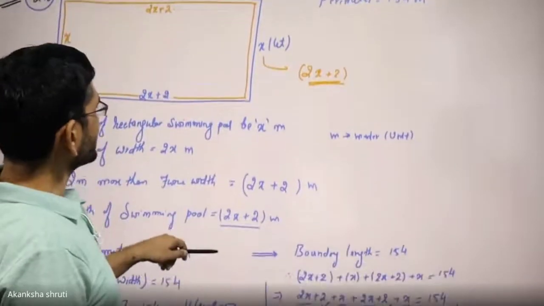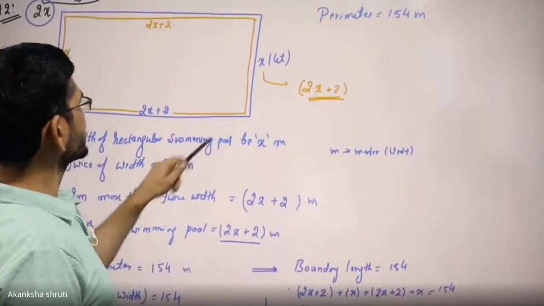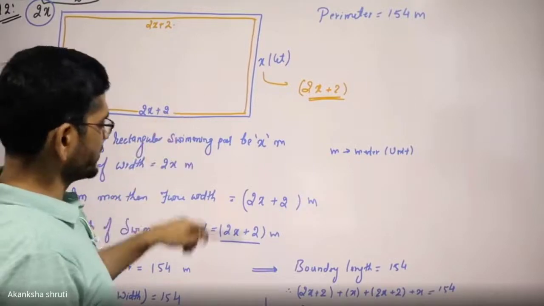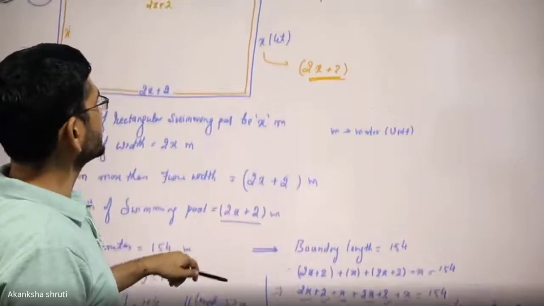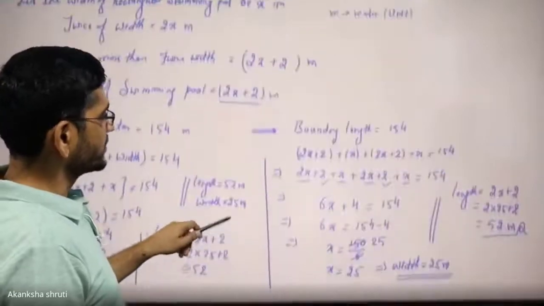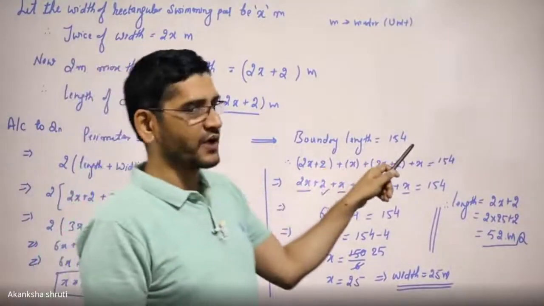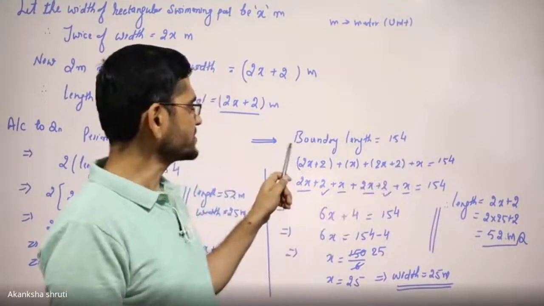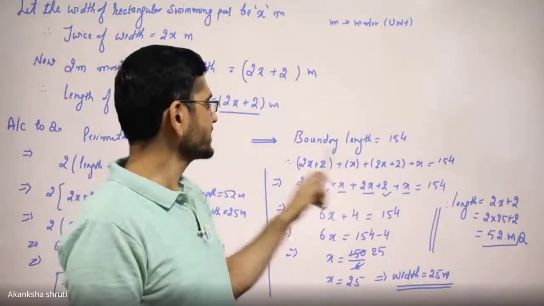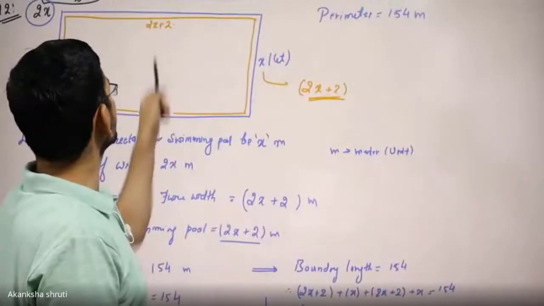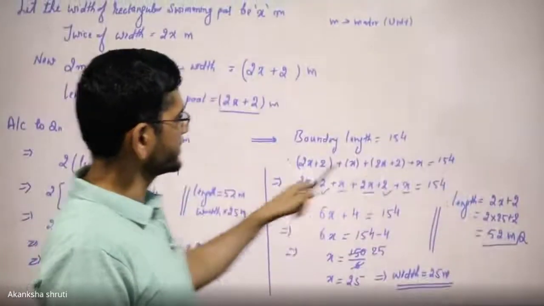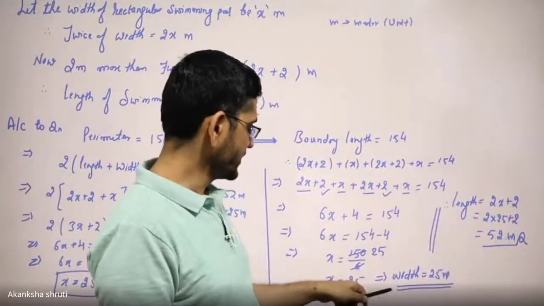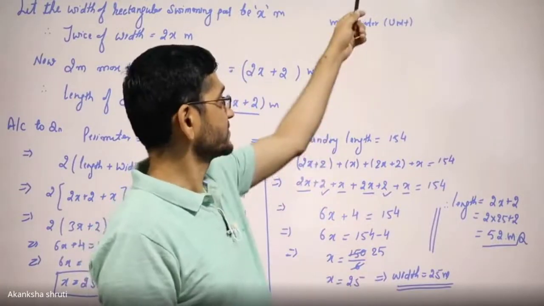Students, this is the perimeter of a rectangle. If it is the perimeter of a square, then you need to apply the condition that all sides are equal. If it is a circle, you have to apply 2 pi r. These perimeters are nothing but the boundary length. So just by applying the condition for a rectangle that opposite sides are equal and adding all 4 lengths, you can get the perimeter 154, and the value of x is calculated.